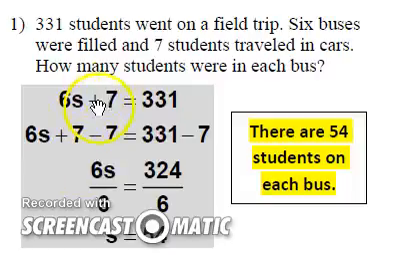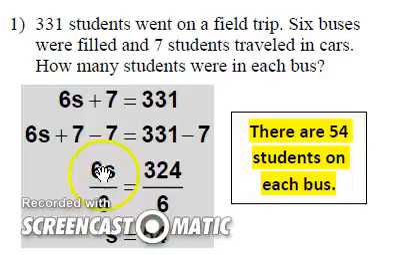So we have constants on both sides. We want to get them on one side. So let's take away the 7 from both sides. Since we're adding 7, we want to do the opposite, which is take away 7. So we take away 7 from both sides. We end up with 6s equals 324, because 331 minus 7 is 324.